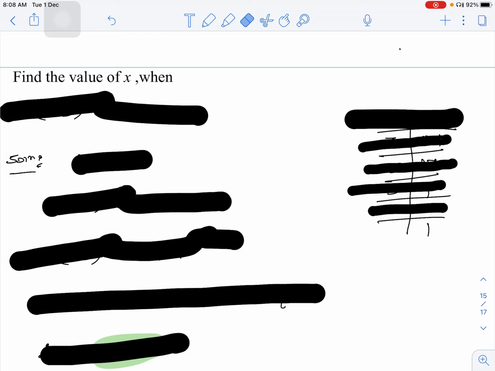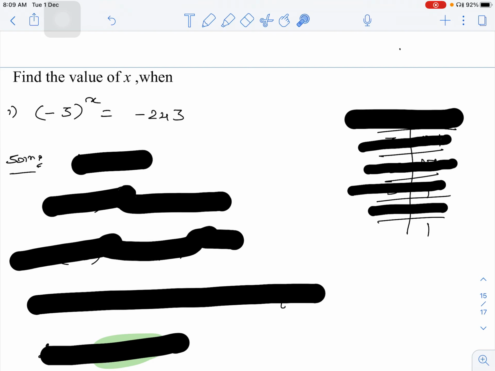Now here it is given that find the value of x. Okay, now first example, minus 3 raised to x is equal to minus 243. Now we have to find the value of this x, that is this power. Okay, now here it is given in terms of power. So what we will do, we will represent this number also in terms of power. To represent this number in terms of power, first we have to find its prime factors. Okay, so let us find its prime factors.